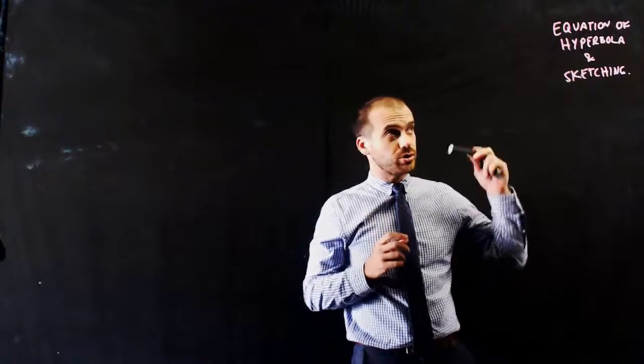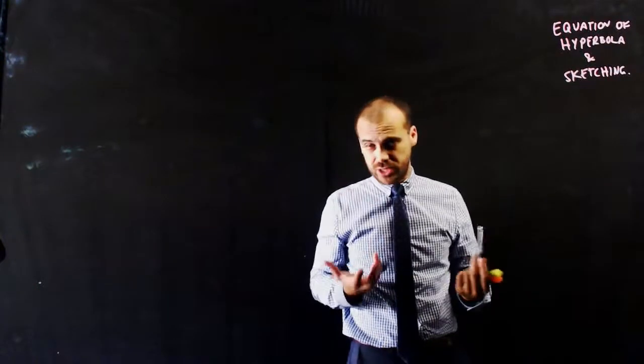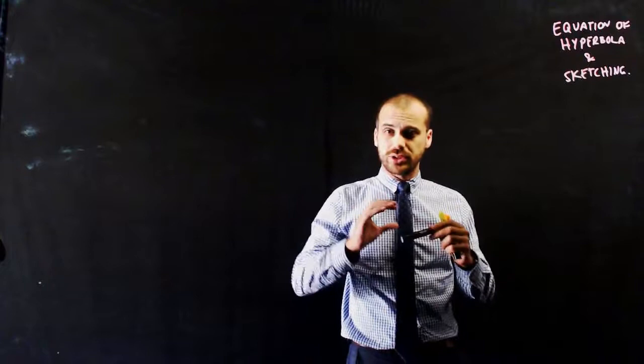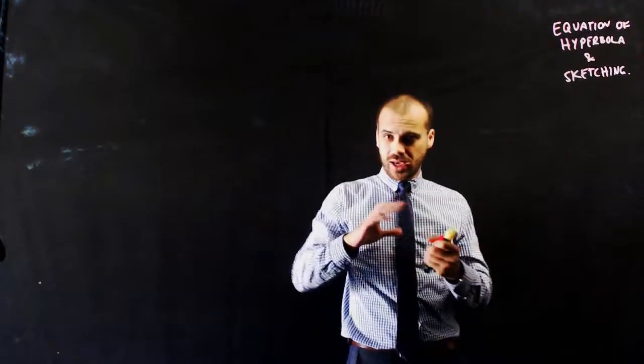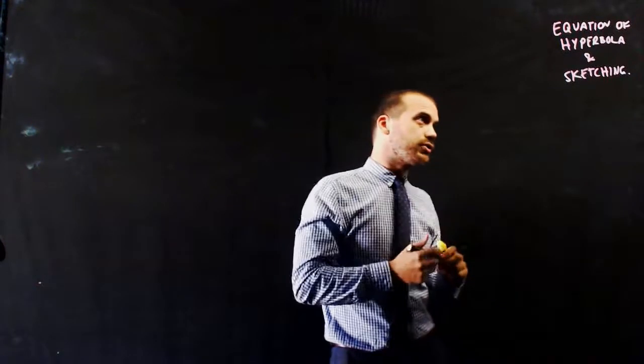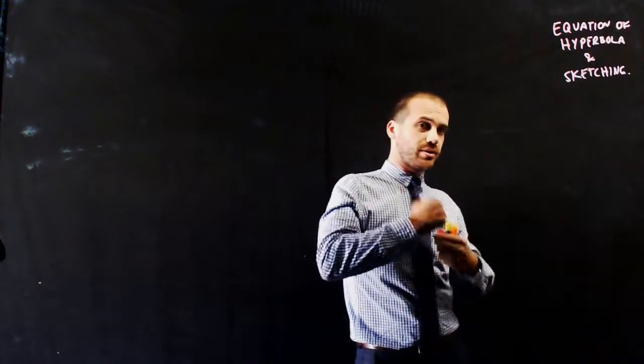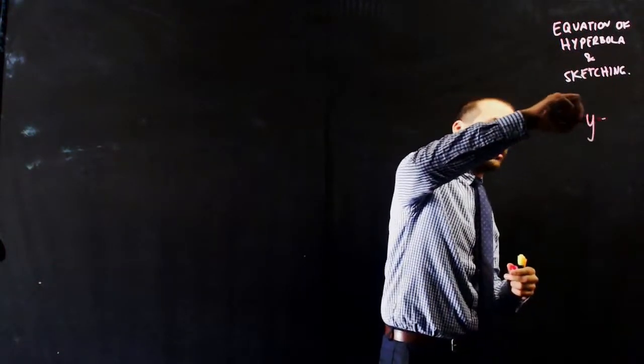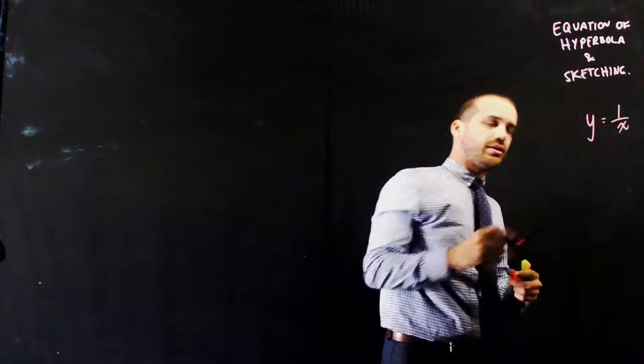Alright, so in this video I'm going to talk about the hyperbola and we're going to sketch them. We're also going to take a look at the general equation and how that relates to how the equation looks. Alright, so first of all, a very, very simple hyperbola. The simplest you can get is y equals 1 over x.